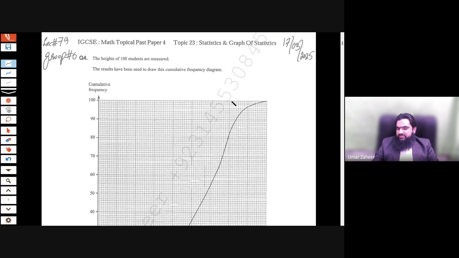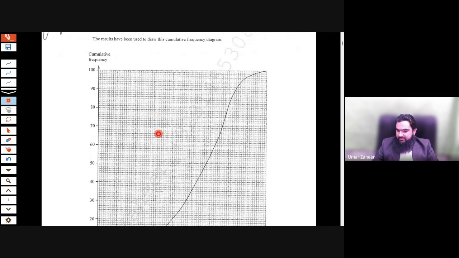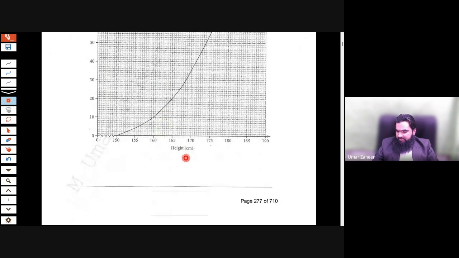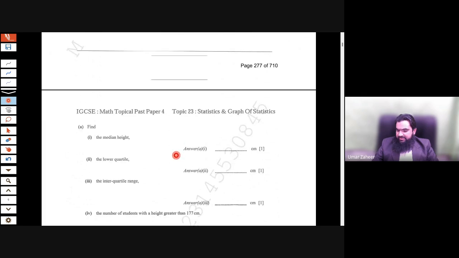We have the first question, in which we have a cumulative frequency curve. It says that the heights of 100 students are measured. The result has been used to draw this cumulative frequency diagram. So the cumulative frequency curve is given. He says that you have to find the median. The median means you have to find the 50th percentile. We talked about it in the last class.